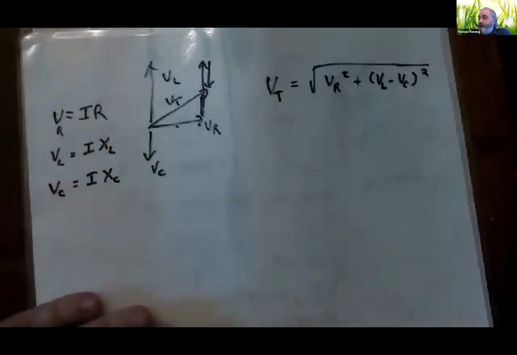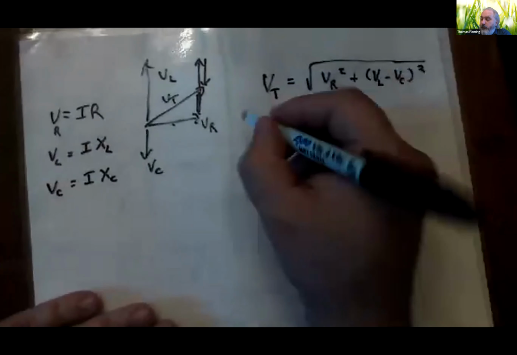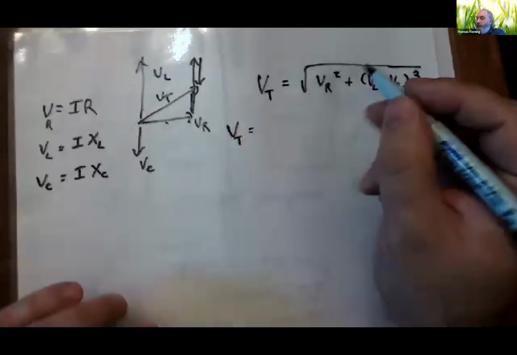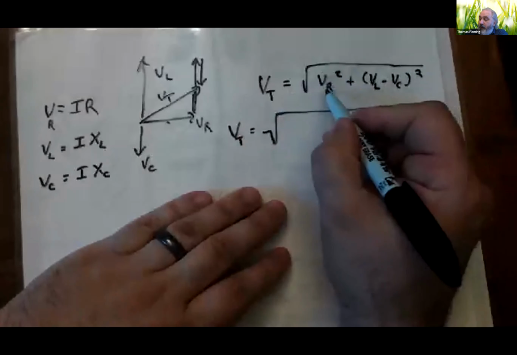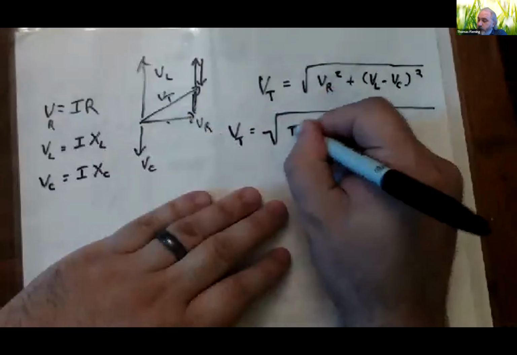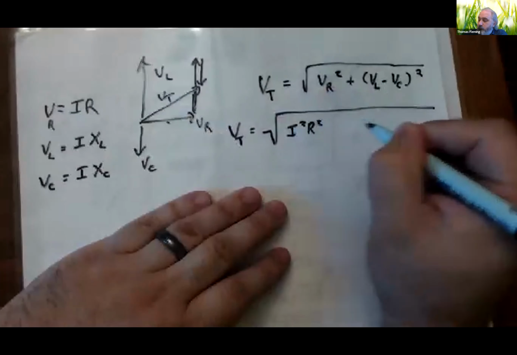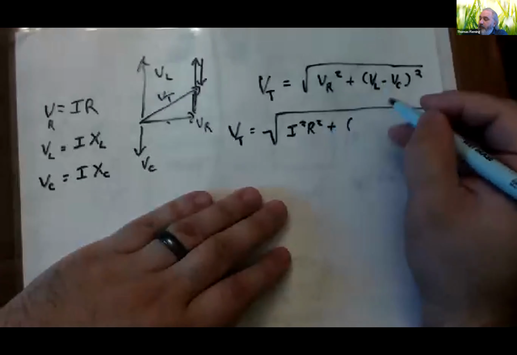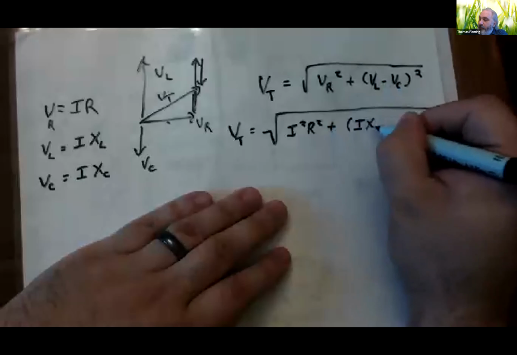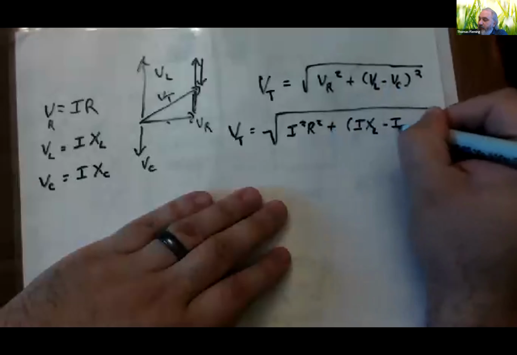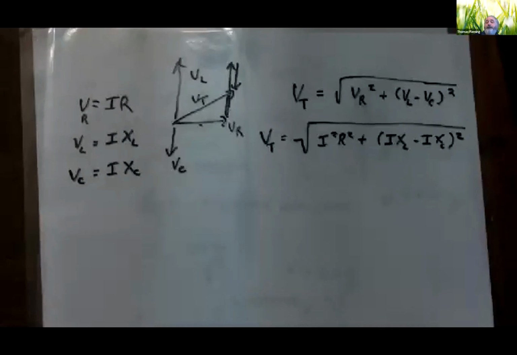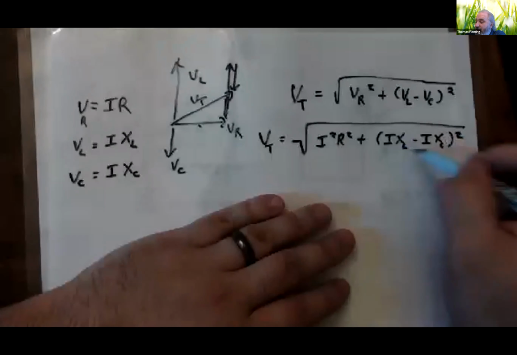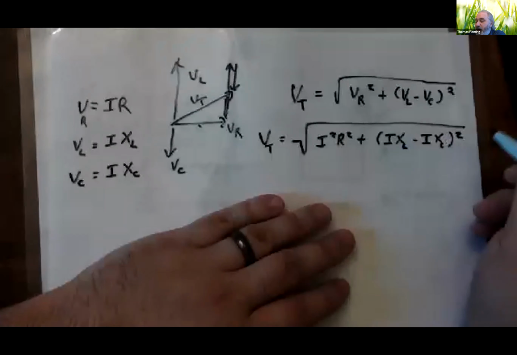And so let's just play with that. Here I've got V total. And in here, I'm going to have VR squared. That's going to be I squared R squared. And over here, that's going to be I times XL minus I times XC, quantity squared. And the thing is that I've got I's all over the place. I could factor an I out of this, but since I'm factoring it out of that square, it's going to come out squared.